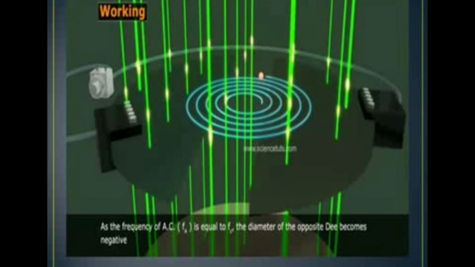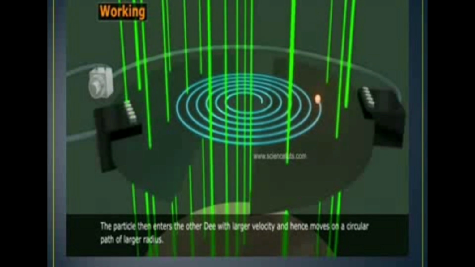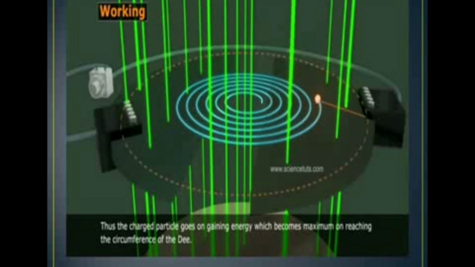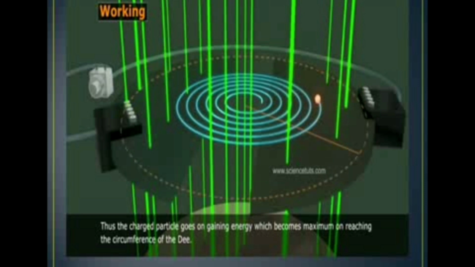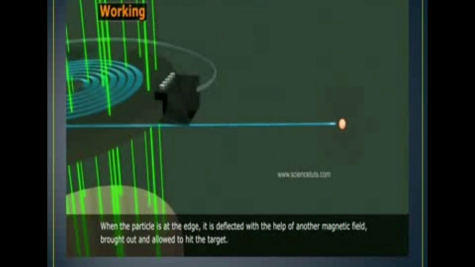Continuously the radius increases, and when the radius increases, the energy of the particle also increases. The D attracts the particle with the increase in momentum. So as momentum increases, force increases, and definitely the energy of the particle increases. The initial energy is very low, then it increases. When it attains a larger radius, it gains the maximum energy. This process keeps repeating: the particle gains momentum and the radius of its circular path goes on increasing, but the frequency remains the same. Only the energy of the charged particle increases. When it reaches the maximum radius at the outer surface, it finally gains the maximum energy and comes out through the deflection plate.